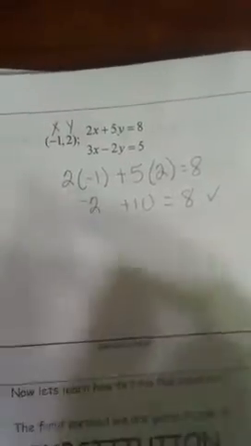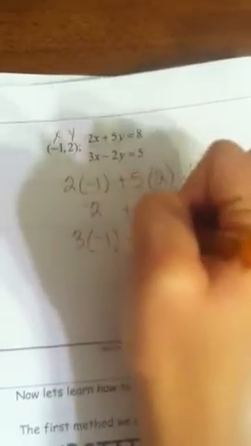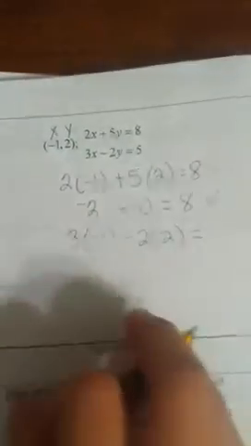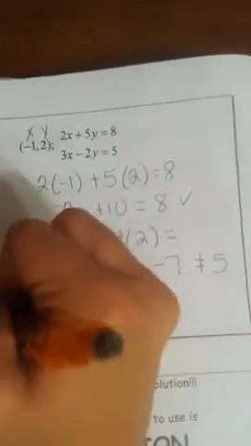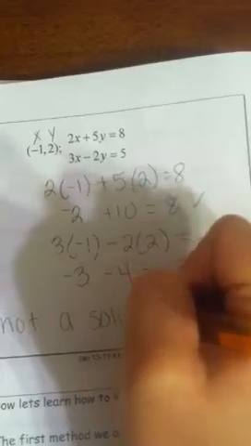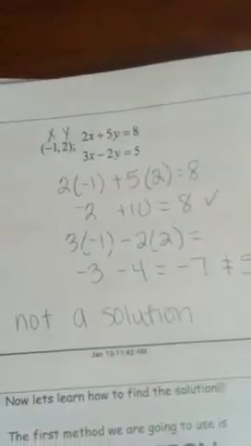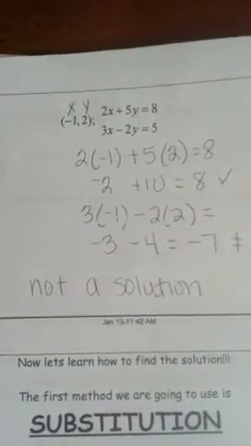Now let's look at the second equation. 3 times negative 1 is negative 3. Negative 2 times 2 is negative 4. So that's equal to negative 7, not 5. So this would not be a solution. This is not a solution to that system of linear equations.